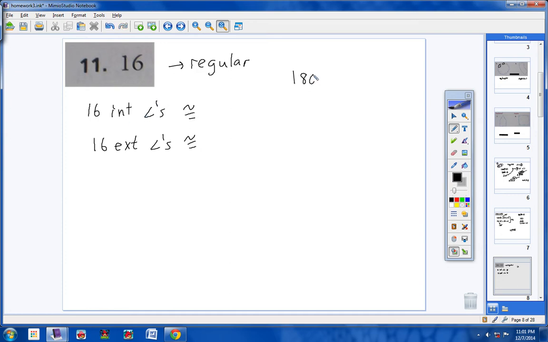Okay? Alright. So what is the sum of the interior angles? Well, 180 times 16 minus 2. So 180 times 14, which gives you 2,520. Now that's the sum of the interior angles. Now how many interior angles do I have? 16. So divide by 16, and you will get 157.5. So the measure of one interior angle is 157.5 degrees. Okay?